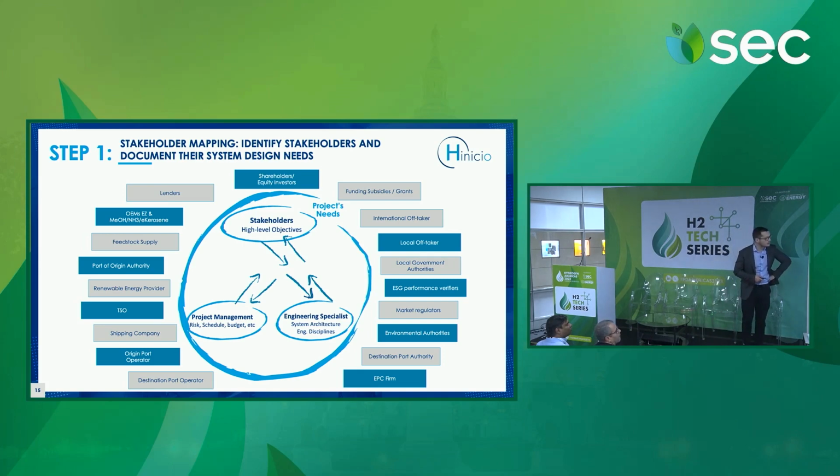Then we might have to talk also with an international off-taker because they need certain attributes that maybe you are not complying with, so you need to know them better. The same could happen with the environmental authorities, which affects a lot the permitting process.